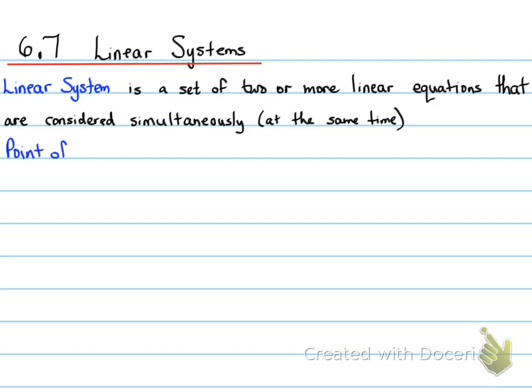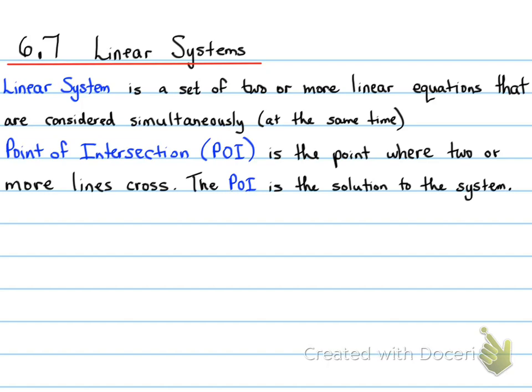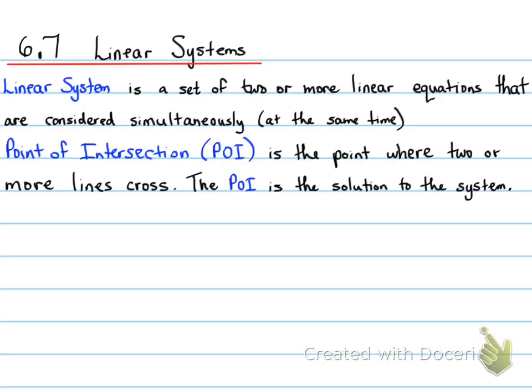So in the case of a linear system in this unit, we're going to be graphing two lines and finding something called the point of intersection. The point of intersection is the point where two or more lines cross. The POI, point of intersection for short, is a solution to the system. So we're going to be finding solutions to systems by graphing. So let's look at an example right away.